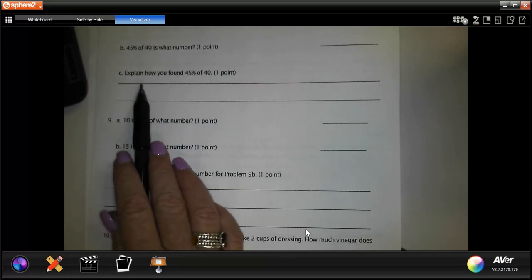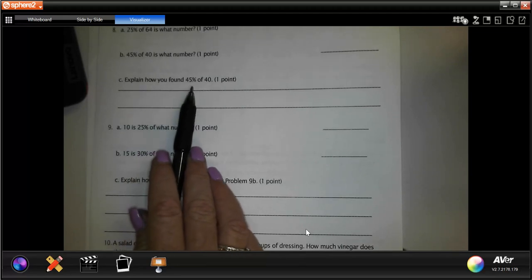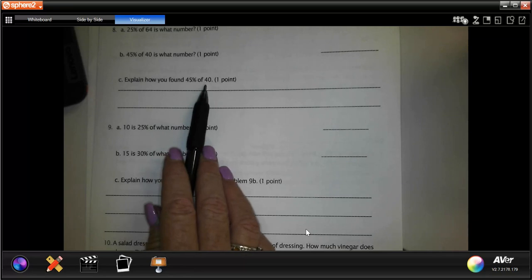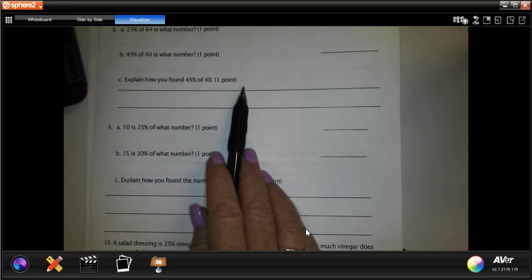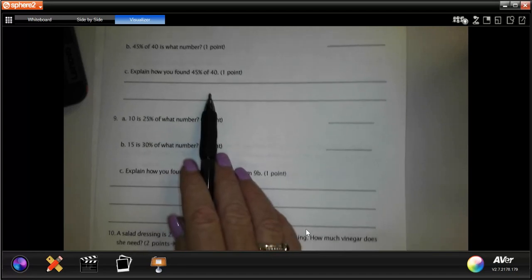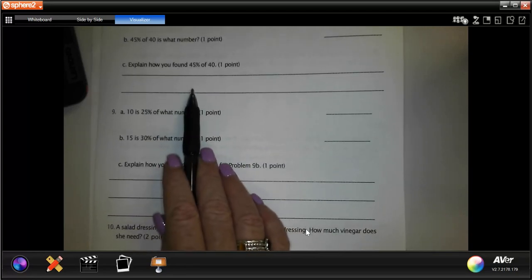Question C, explain how you found 45% of 40. What math operation did you use? What strategy did you use? Anything like that is what you're going to write in words here. Pause your video and solve.